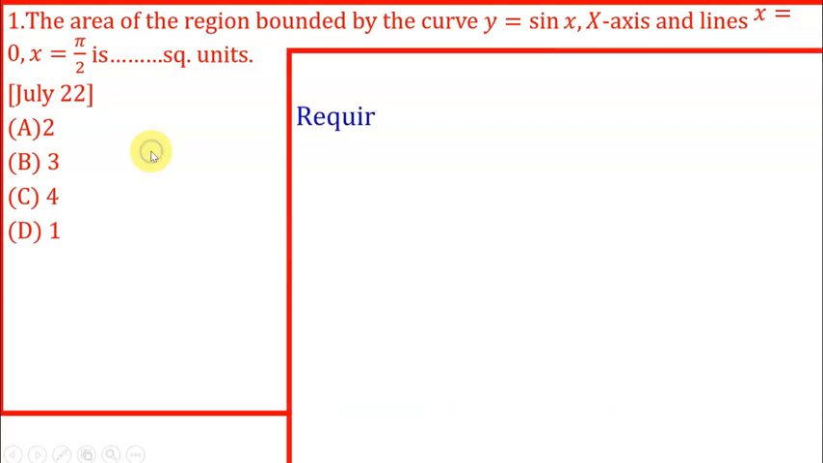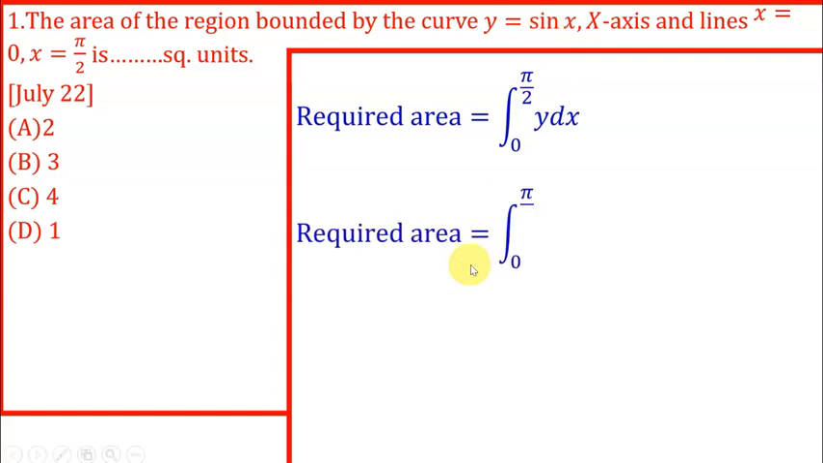Now we will solve this example. The required area is equals to integral 0 to pi by 2 y dx. But what is the function y here? Y is equals to sin x. Therefore the required area is integral 0 to pi by 2 sin x dx. Integral of sin x is minus cos x. Lower limit is 0, upper limit is pi by 2.